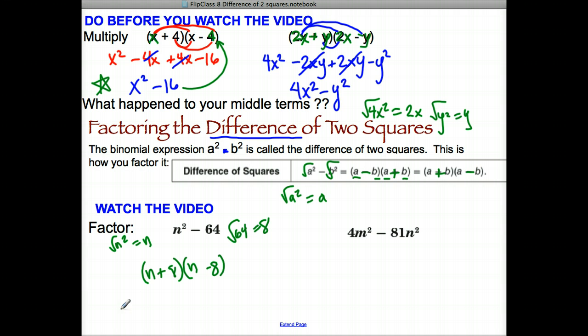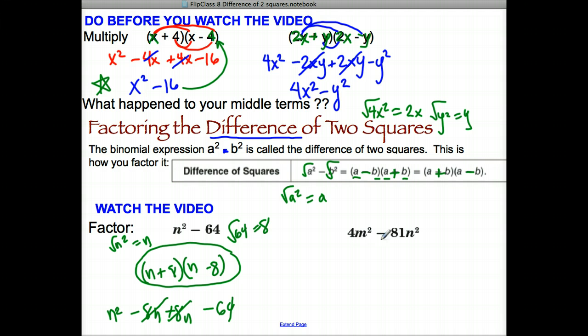So let's do this one real quick. Multiply it back out, we get an n squared. N times negative 8 is minus 8n. 8 times a positive n is a plus 8n. 8 times negative 8 is negative 64. These are equal and opposite. They cancel. We have n squared minus 64, which is what we started with. So it does work. Remember, factoring, this is our final answer.